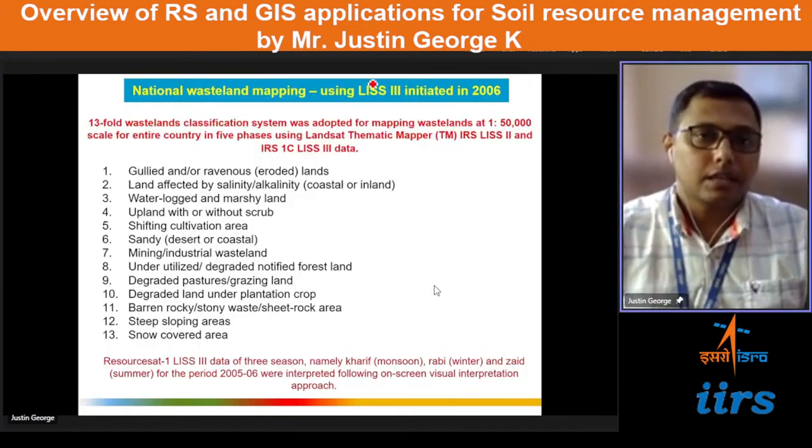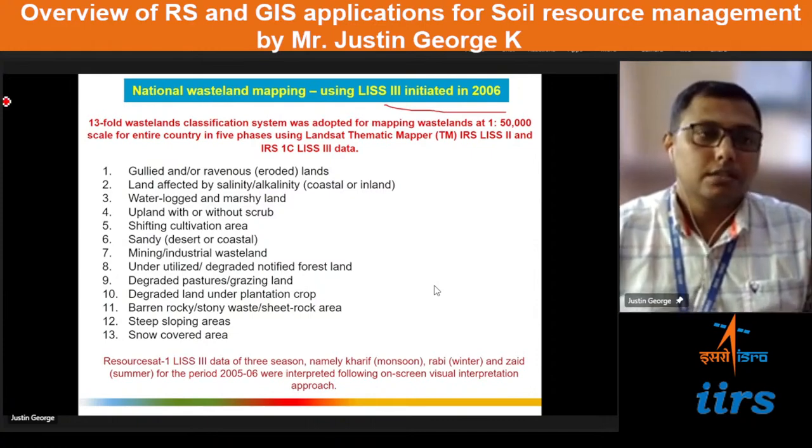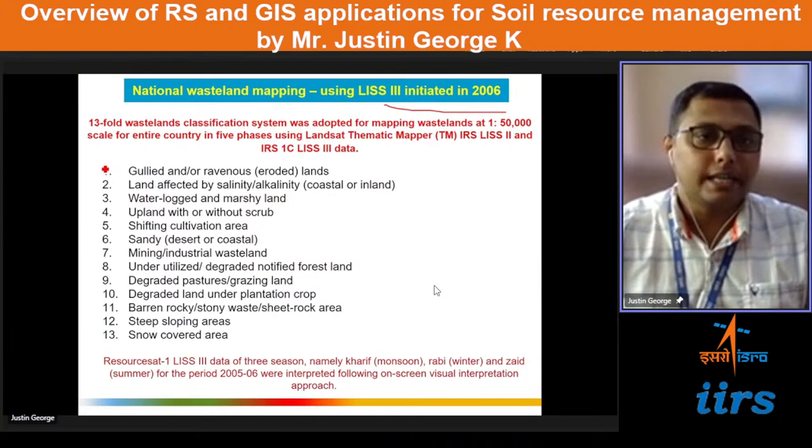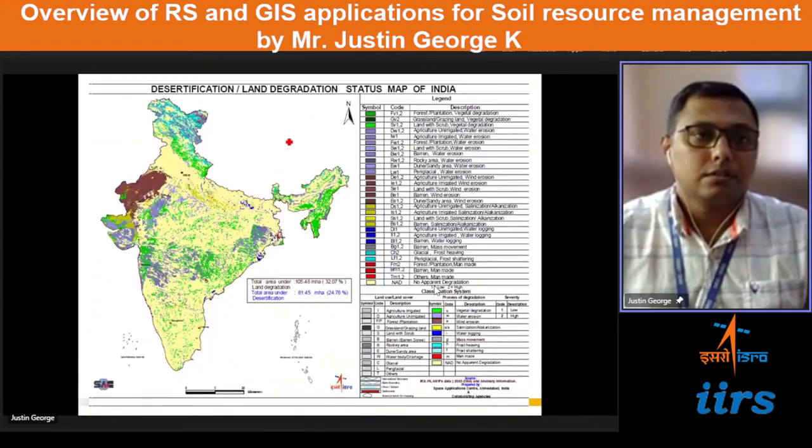So this is the classification scheme of the first land degradation mapping, which was national wasteland mapping using LISS-3 data initiated in 2006. Now the three cycles have been completed. The outputs for the entire country as well as the different states can be obtained or visualized on the Bhuvan portal of ISRO. So these are the major criteria of land degradation they have identified using at least 2 season data, and if 3 season data is available, it is very good, mainly by the on-screen visual interpretation approach.